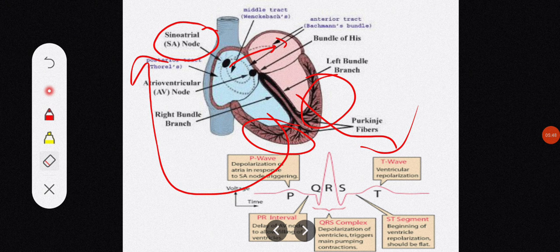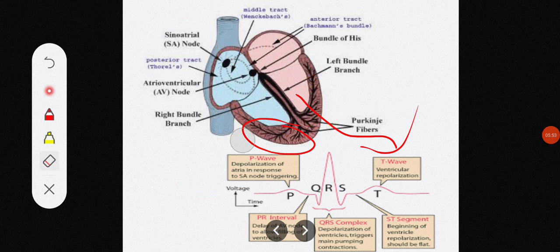Now let us see what the different parts of the waveform actually indicate. So let us again start the procedure. What happens?